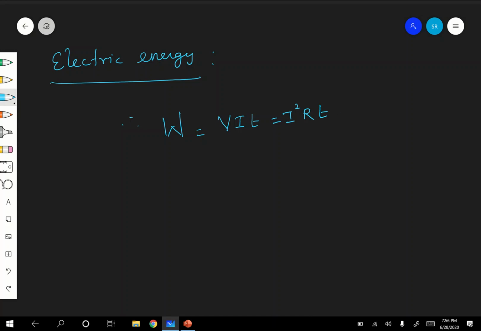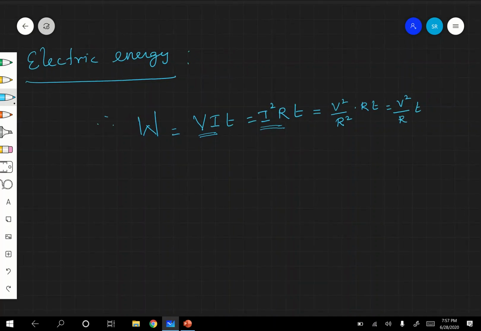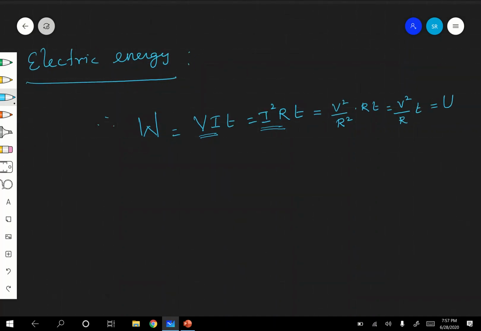Here I have written in terms of V and I. Another one I have written in terms of I and R. Now I want to express it in terms of V and R. Therefore, I is equal to V by R, so I squared RT becomes V squared by R into T. Are you following? And that is nothing but the work done, or the electric energy consumed by a circuit in maintaining the current in the circuit for a given time.